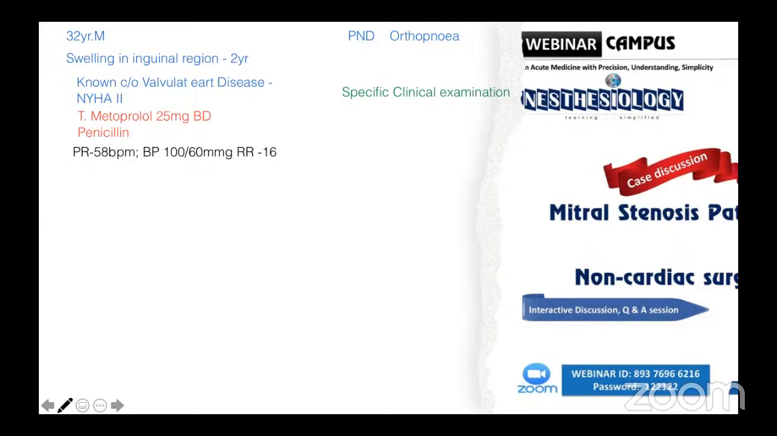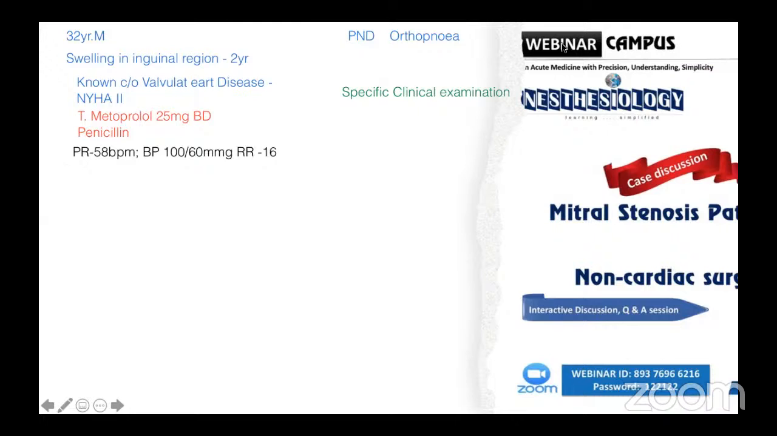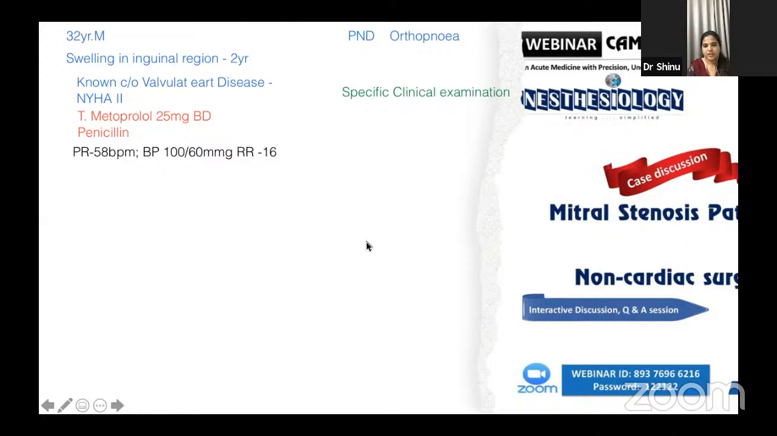Okay, what other system are you going to examine? Next one, the gastrointestinal system. The upper GIT appears to be normal. The abdomen inspection, shape is normal. Abdomen not distended. The umbilicus is central, not inverted. No dilated veins, scars, sinuses, or visible pulsation. Then palpation, no local rise in temperature. Abdomen is soft, no guarding, no rigidity, no hepatosplenomegaly. On percussion. So hepatosplenomegaly, you are particularly going to look for to see the sign of ventricular failure. Ventricular failure. Okay, ma'am. Yes, ma'am.